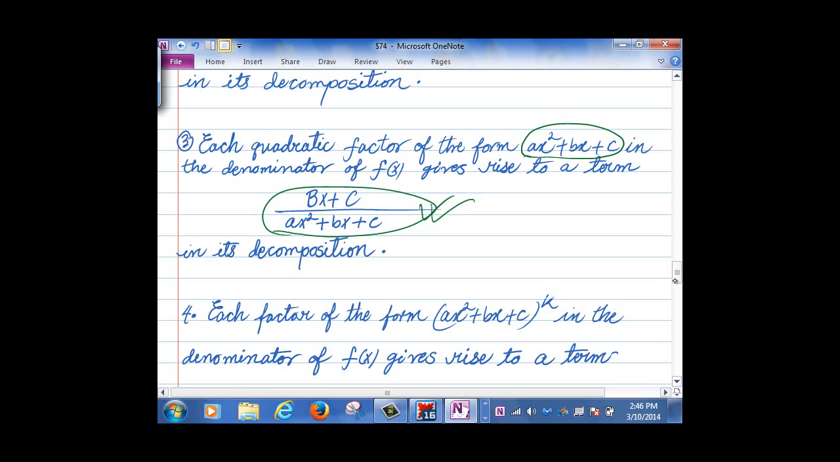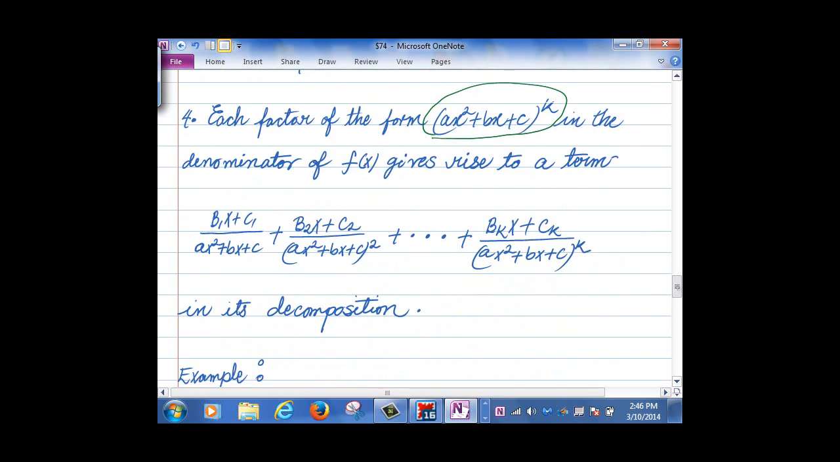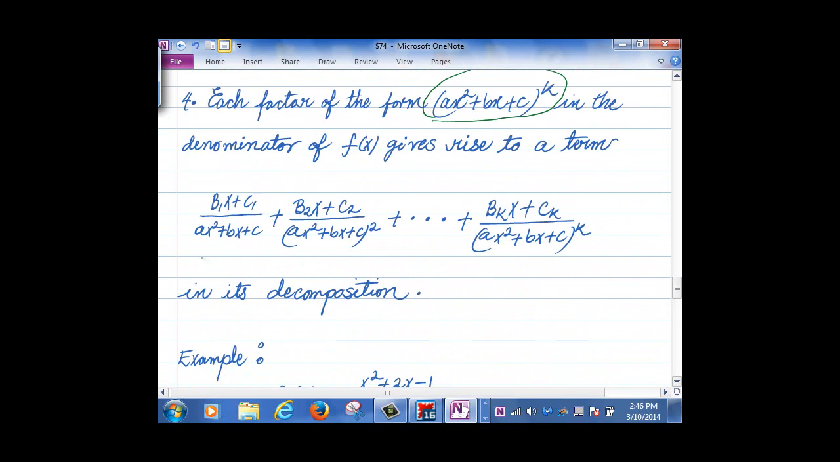What if you have a power on the quadratic? Suppose you have a factor in the denominator which is a quadratic to the exponent k. Well, then you have k terms in the decomposition like this.